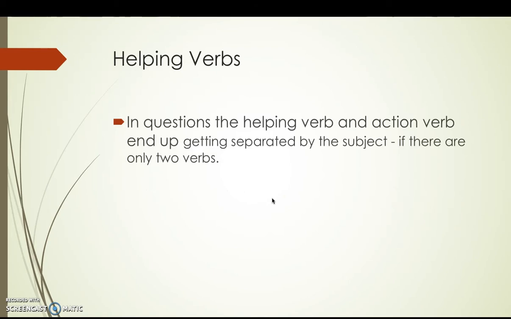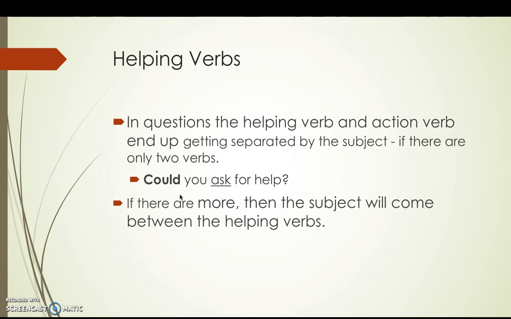So the only exception to this helping verb coming before the main verb rule, of course, is in questions. Questions always make everything wonky. So in questions, the helping verb and the action verb get separated by the subject if there are only 2 verbs. So could you ask for help? Helping still comes first, could, and then we get you as the subject and ask is the main verb. So if you're not sure, you can rewrite it as a regular sentence. You could ask for help. So you could ask for help makes it even clearer that you is the subject, since the subject comes before the verb, and could is the helping verb and ask is the main verb.